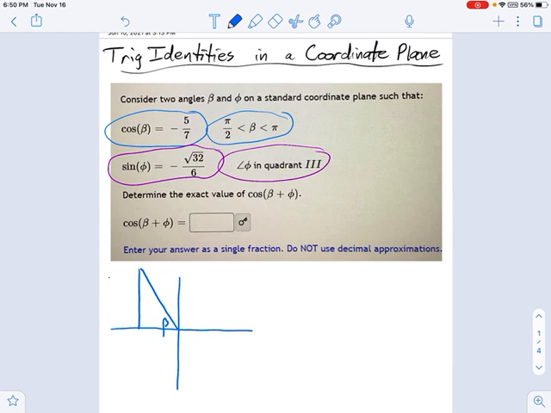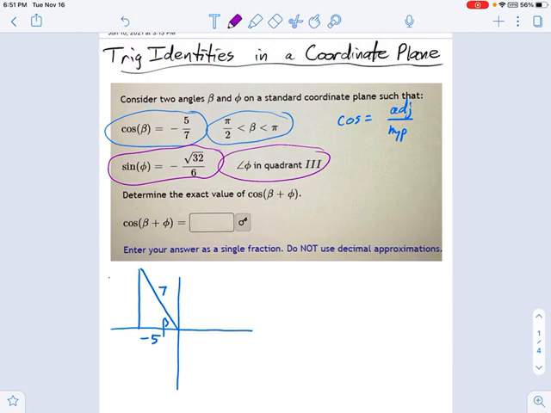Now, if cosine is negative 5 over 7, what does the 7 have to be? The 7 should be pretty clear. That's the hypotenuse, because remember, cosine equals adjacent over hypotenuse. So there's my 7. How about that 5? Well, that's going to be the adjacent side, the x value right here. And remember, here's the important part, it's a negative 5. You can see that from the cosine value and from the direction on the grid. I'm going to the left.